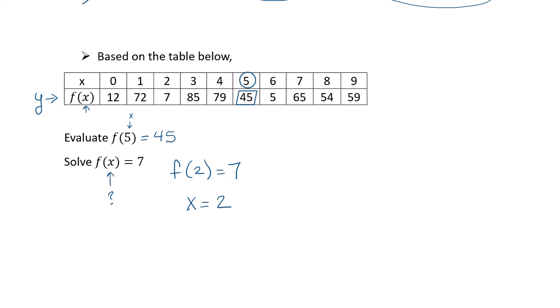Now there is no other 7 as an output here, so that is the only solution. You will want to check that. Sometimes you can have more than one input that gives you the same output, and that's perfectly fine with a function.